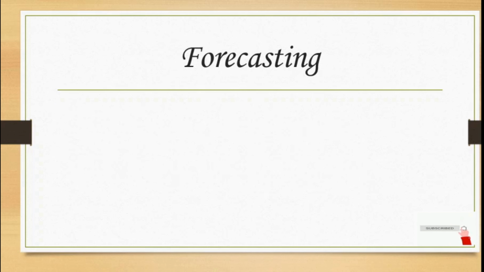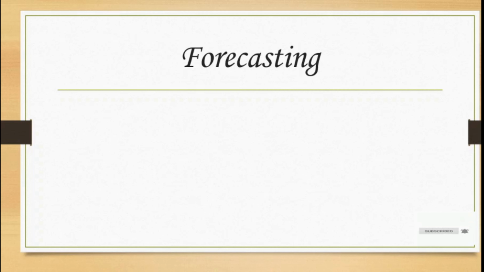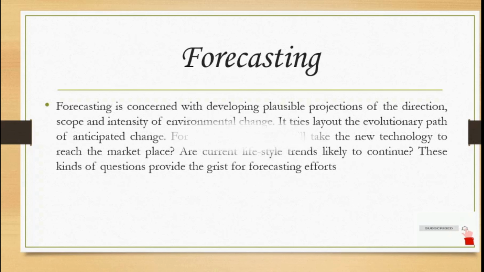Next point is forecasting. Scanning and monitoring only provide a picture of what has already taken place or what is happening now. Strategic decision making, however, requires a future orientation. Naturally, forecasting is an essential element of environmental analysis. Forecasting is concerned with developing plausible projections of the direction, scope, and intensity of environmental change. It tries to lay out the evolutionary path of anticipated change.